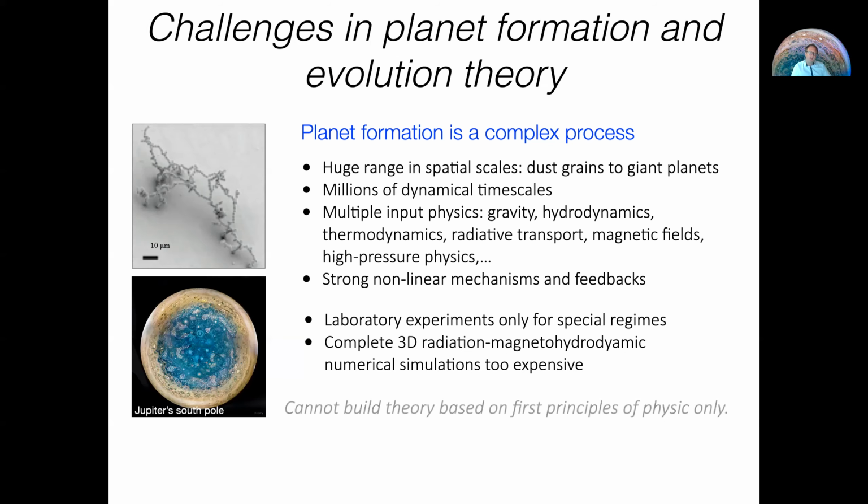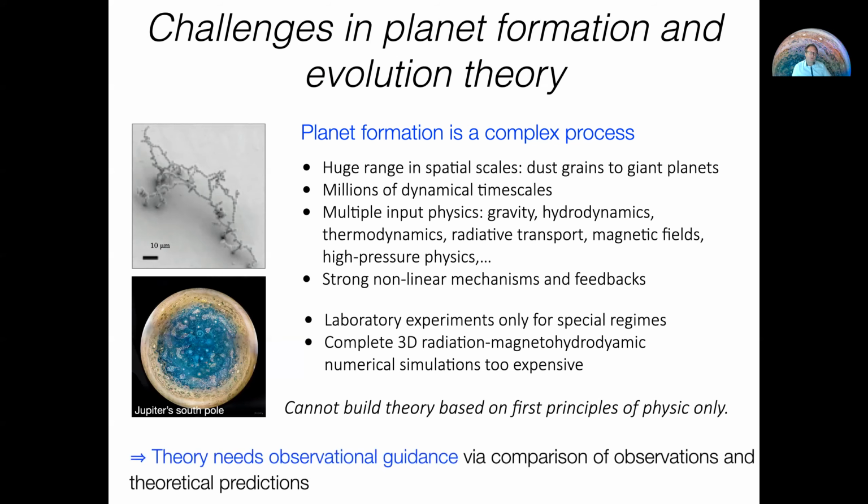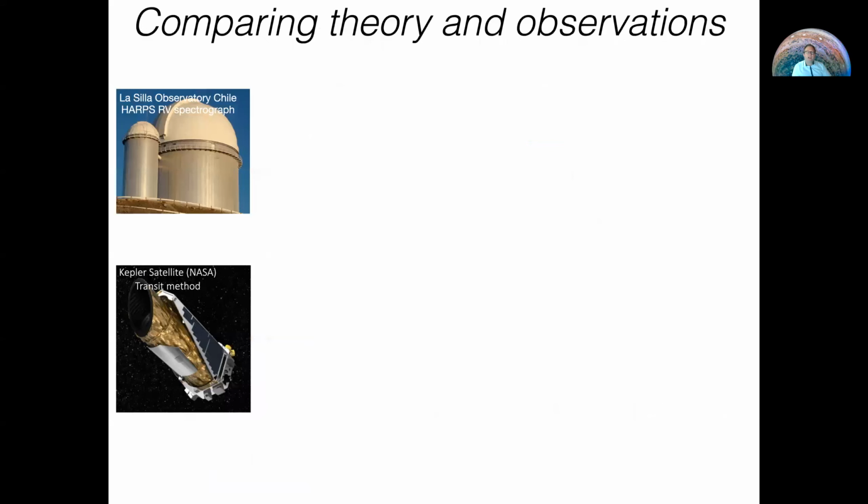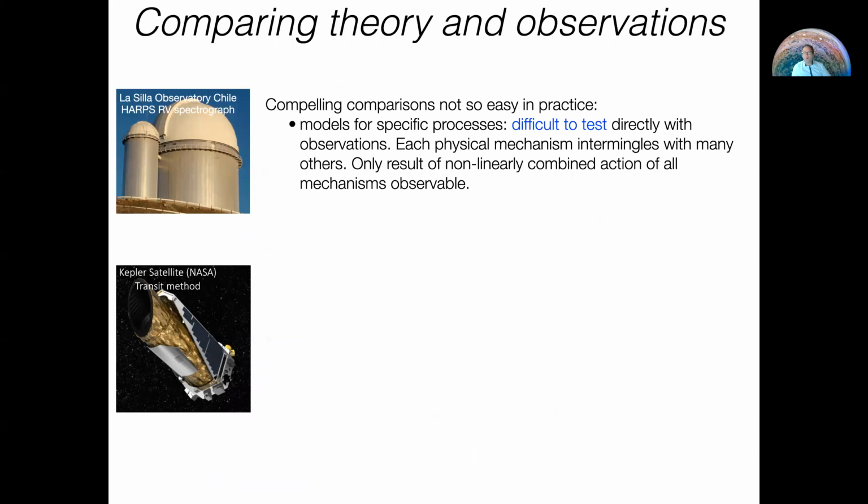And this implies that we cannot really build theory based on the first principles of physics only. Instead, what we need is that theory gets some observational guidance. And this, of course, happens via the comparison of observations and theoretical predictions. In practice, this is, however, not so easy. And the reason for that is the following.